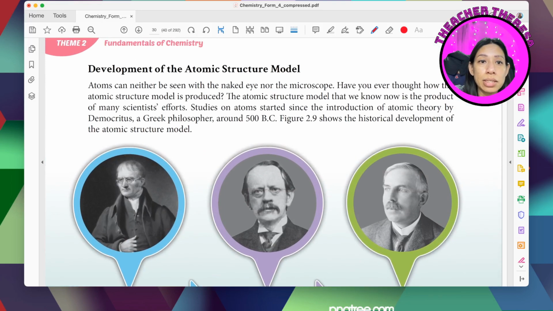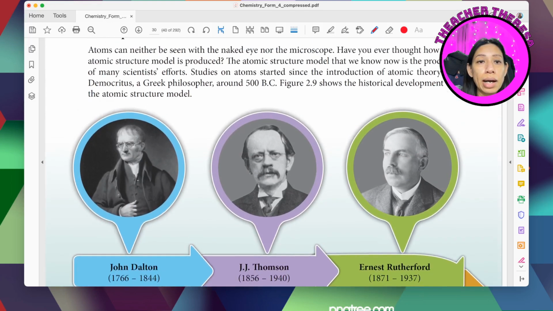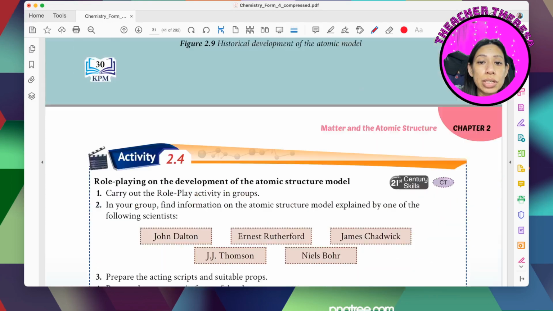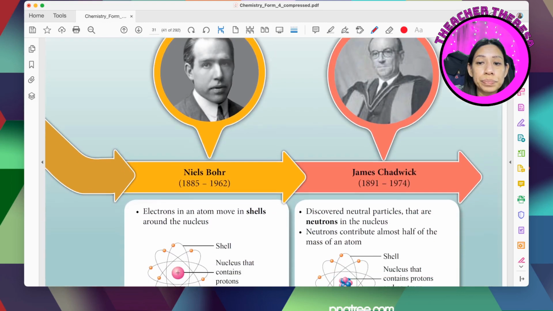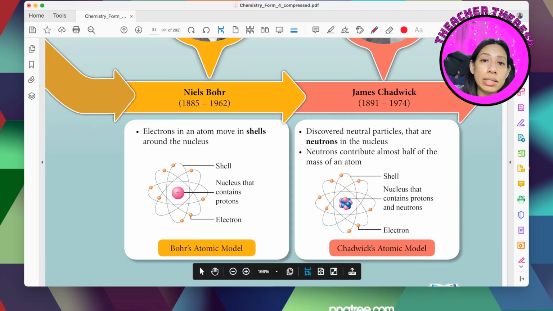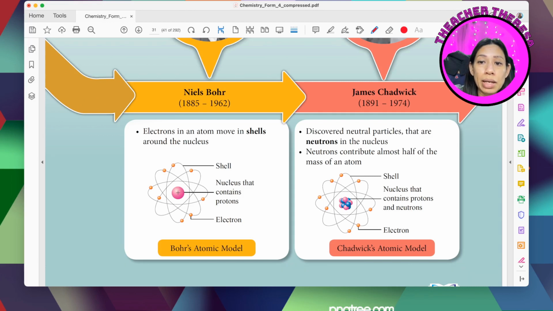So we need to go down in history and find out how the atomic structure, this is the structure actually, the Chadwick atomic model. This is the structure that until now has been accepted.